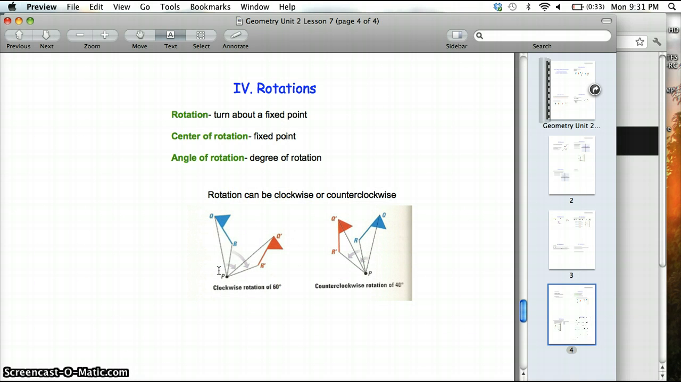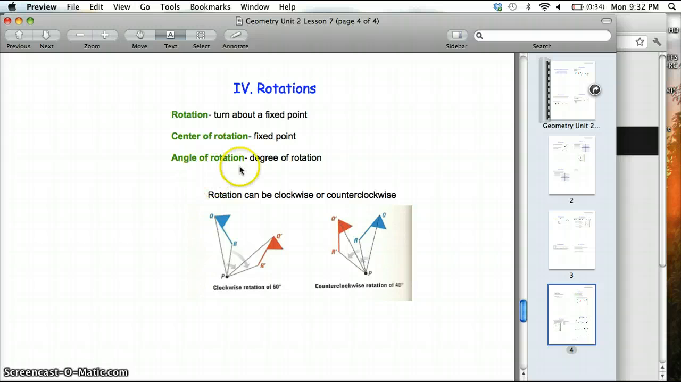So rotations turn around a fixed point. So here our fixed point is P. And what happens is triangle QPR is going to rotate from this point P, and it's going to rotate about the fixed point, and it's going to make its new triangle P, Q, and R. Now the center of rotation is a fixed point. So P is your center of rotation.